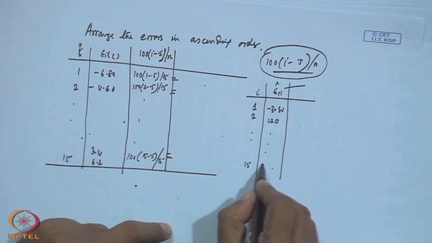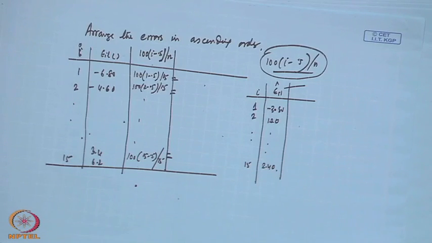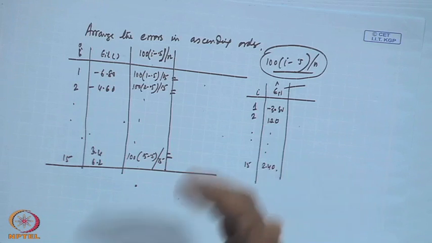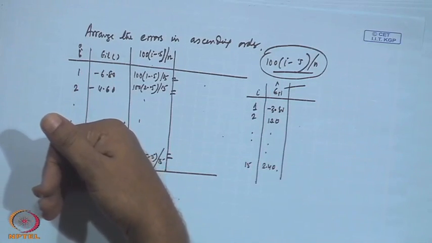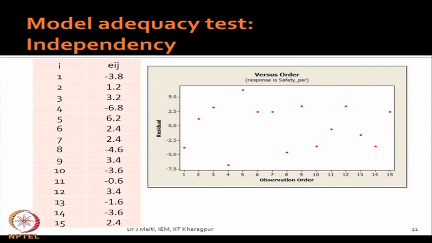Like this, if you go to the 15th one, 2.40. This one you arranged for normal probability plotting, but here you do not require to arrange. You see the slide here: these are the observation numbers, and this is basically the residual value, and if you plot, you must not get any trend. Clear? So, we can say there is no serial correlation between one observation and another.